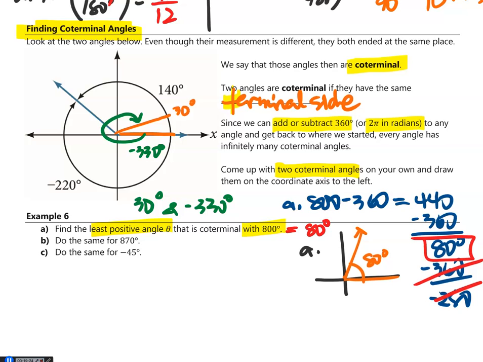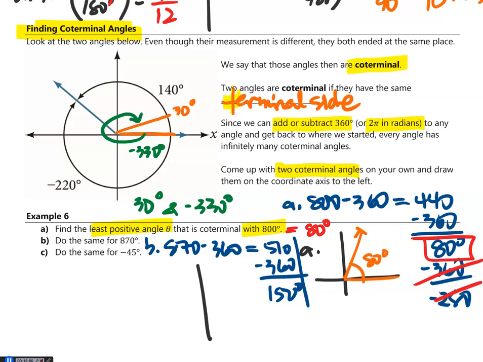Letter B, 870. Let's do the same thing. 870 minus 360 is equal to 510. And again, if we subtract 360, it is equal to 150 degrees. And where is 150? 150 is like here. So this is a 150-degree angle.